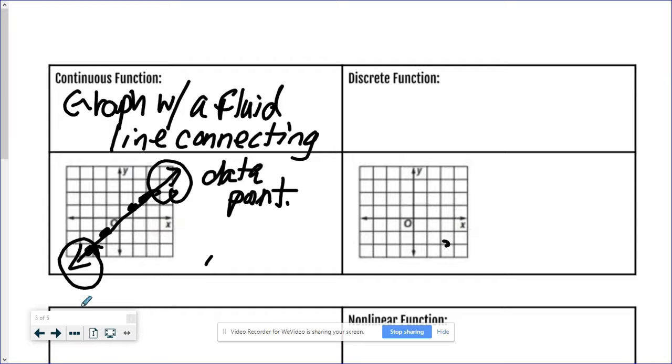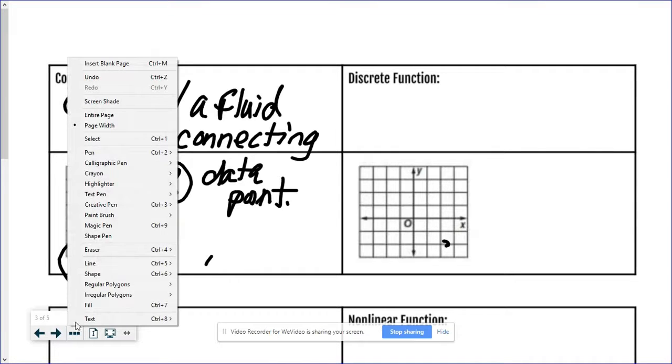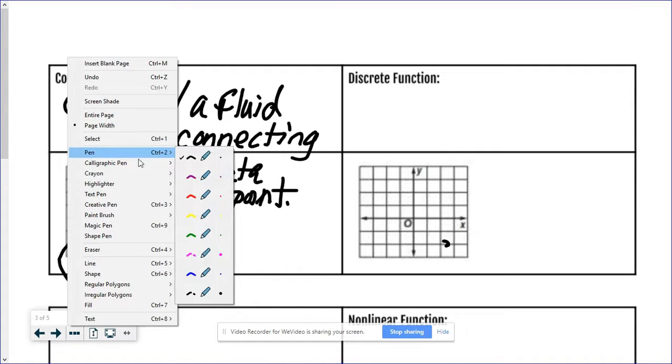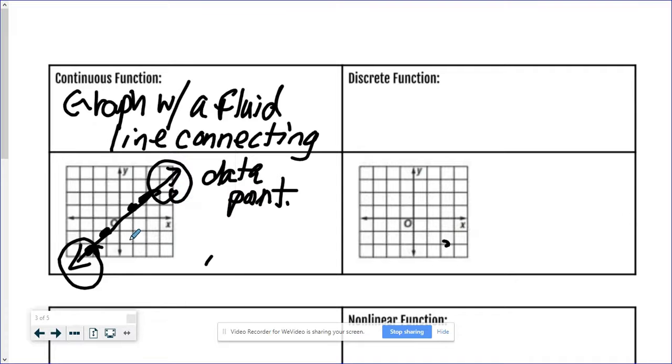Another important thing that you need to realize when we're talking about continuous graphs is that it's not just the data points that I drew specifically, but actually any point, so here and here, anywhere on the line is technically a point on the graph that will work. So the biggest thing you need to know about continuous is a continuous graph is going to be a line that connects the dots. Now I'm going to come over here and go to discrete.